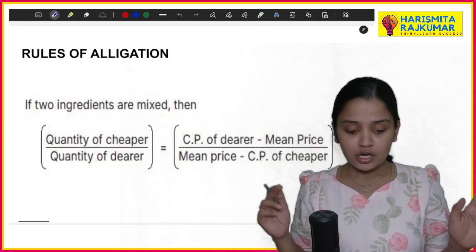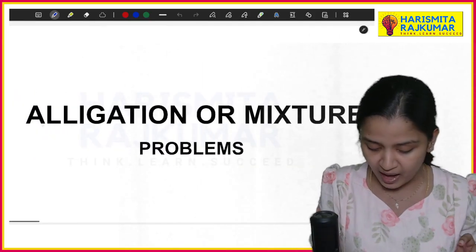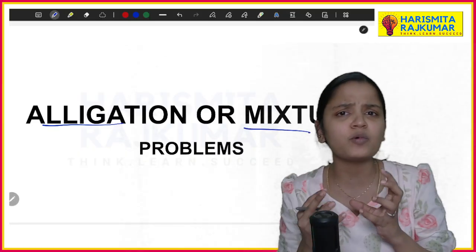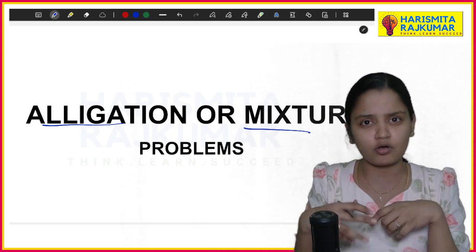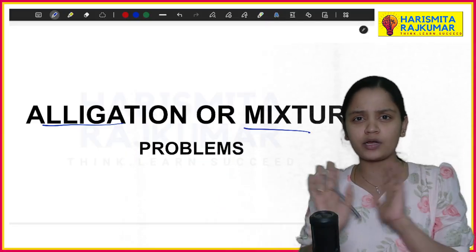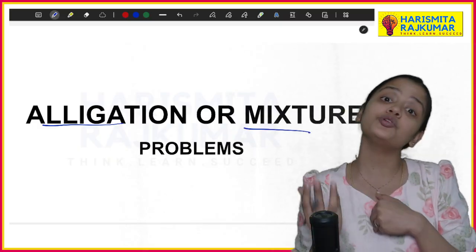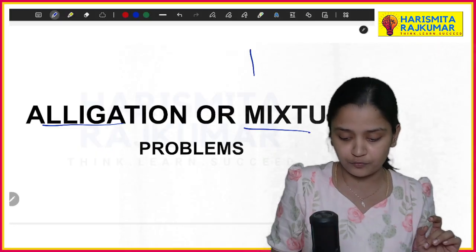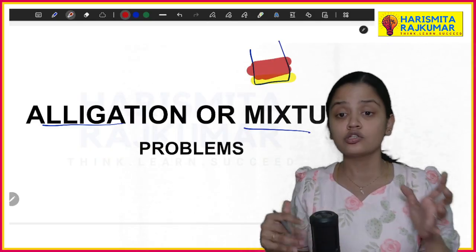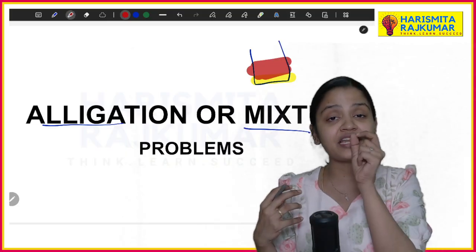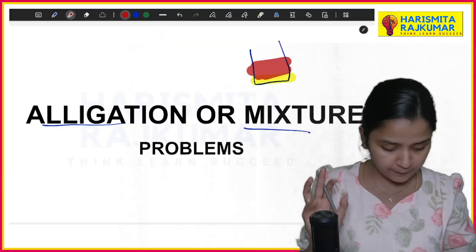Yes, let's continue. Now, let's go to rules of allegation. Before that, what is allegation or what is mixture? From the word itself, you'll be able to understand: mixture is nothing but combining 1 or 2 ingredients or substances to form an average or a mean value. What is allegation? It is the method used for finding the ratio of the mixture. If you add some substance and then a second substance, for finding the ratio of each substance, there's a method called allegation.